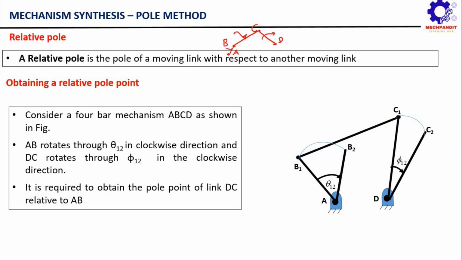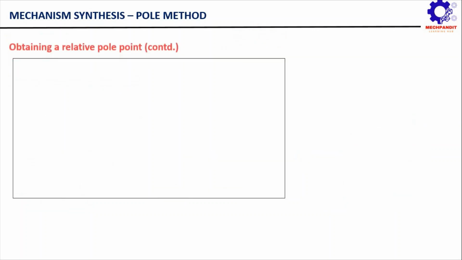Now what is required? This is a very important statement. So this is our problem statement. It is required to obtain the pole point of link DC relative to AB. Now let us see how we can achieve this.